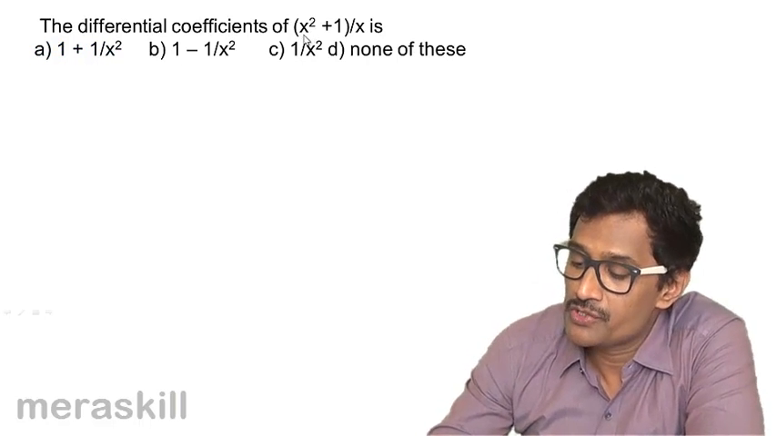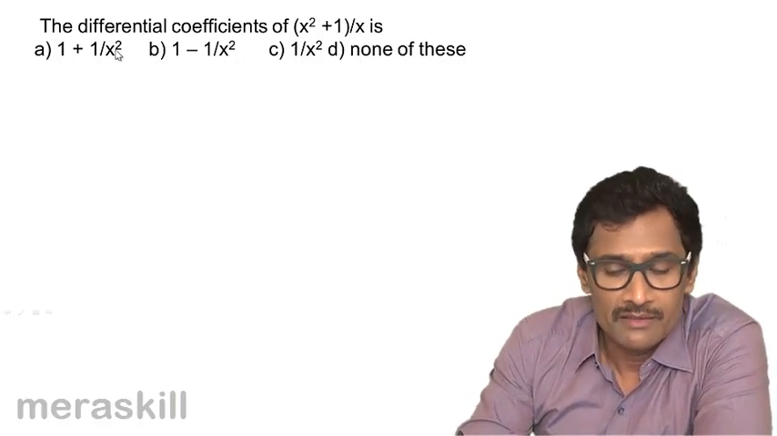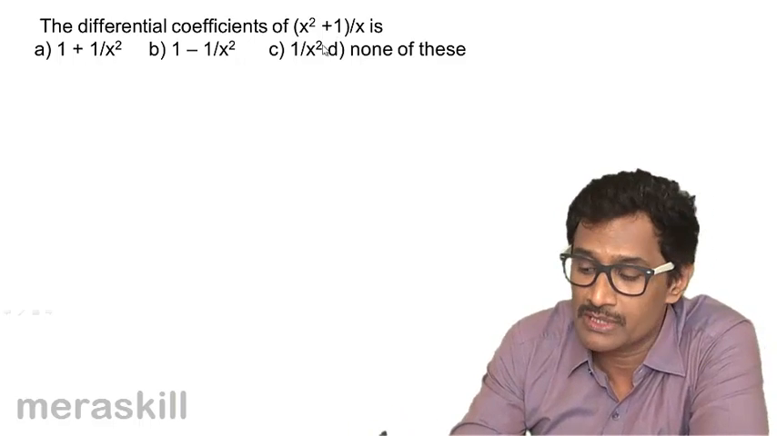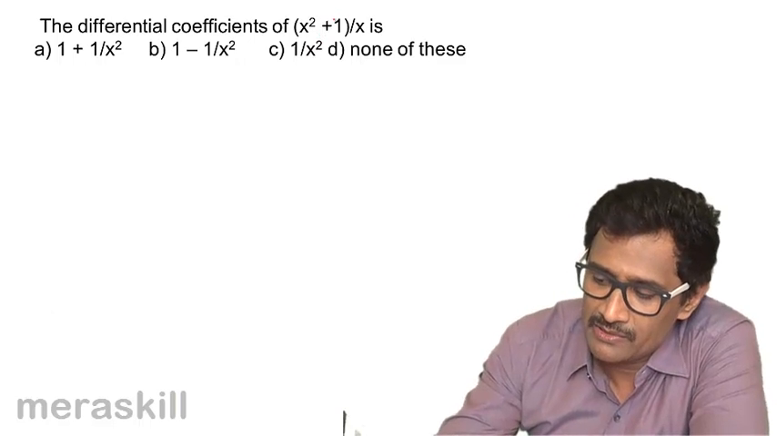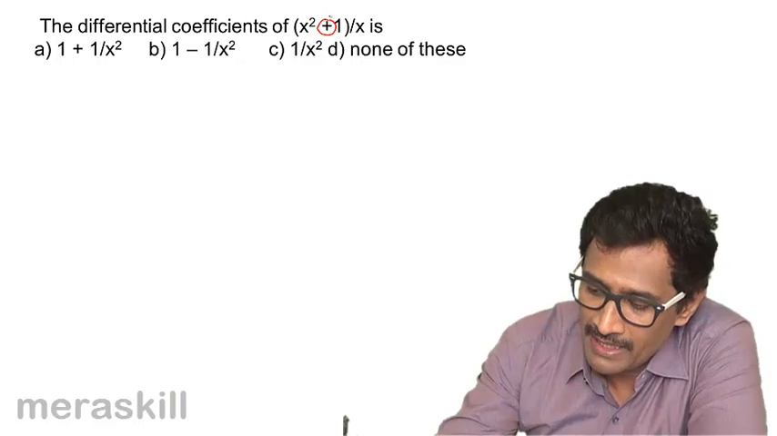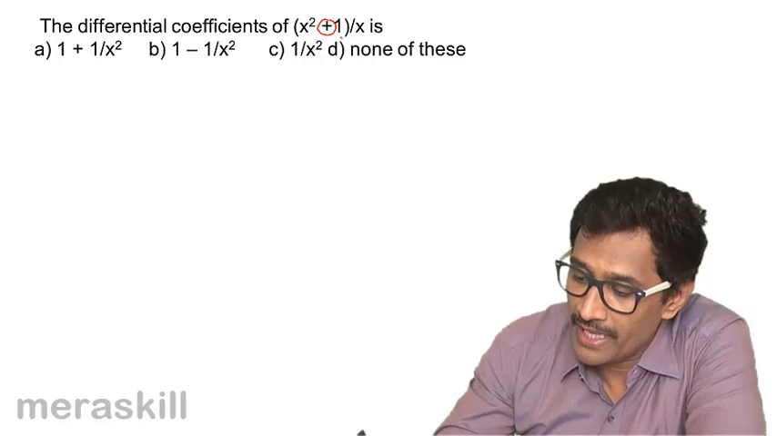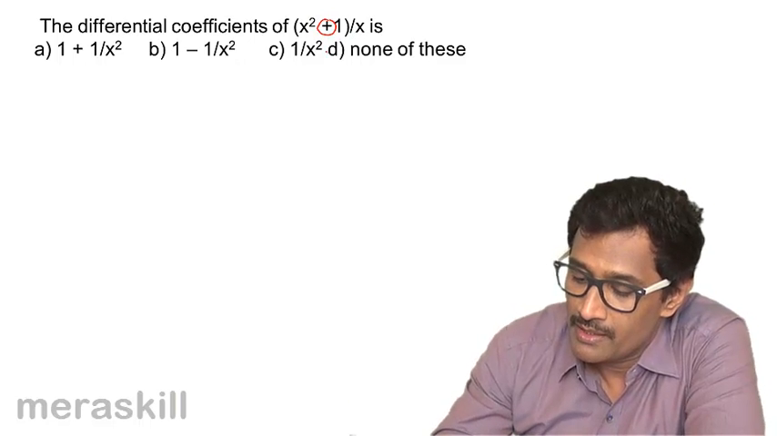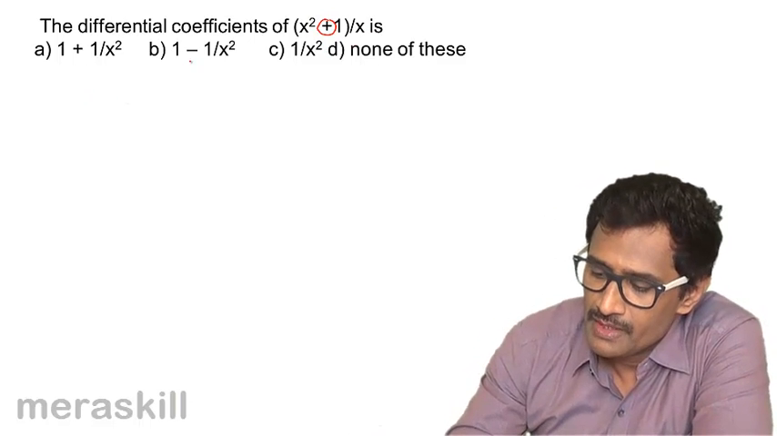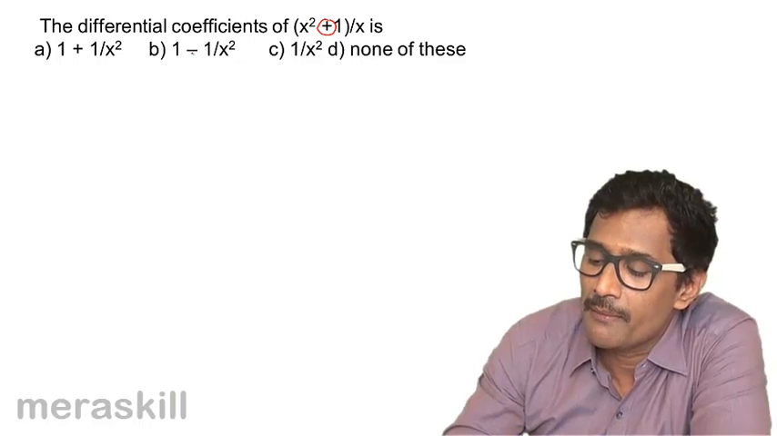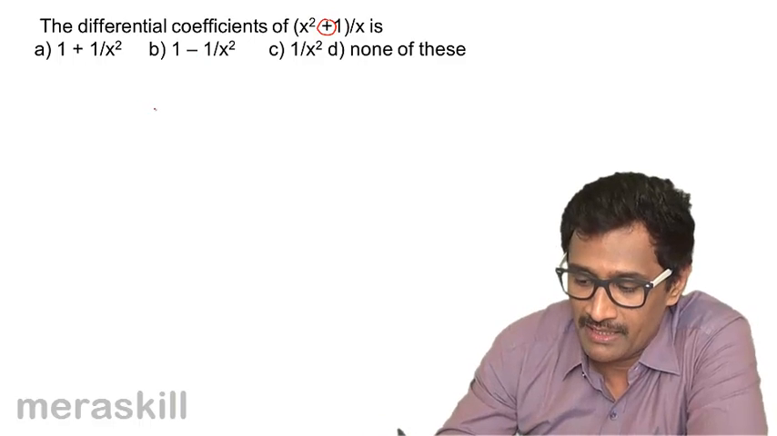Okay, differential coefficients of x square plus 1 upon x. When they say differential coefficient, they actually mean the differentiation of this gives what? In other words, what is the derivative of this? Quite similar, just like the previous one. Almost identical, only thing the previous one had minus, here we have plus. So x square plus 1 by x would be what? It is going to be the same kind of thing. Only thing is it's going to be minus 1 by x square. So the option is going to be B. It's going to be the same, minus 1 upon x square.